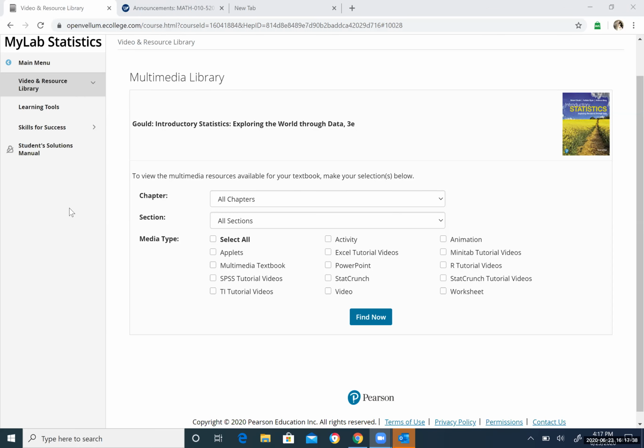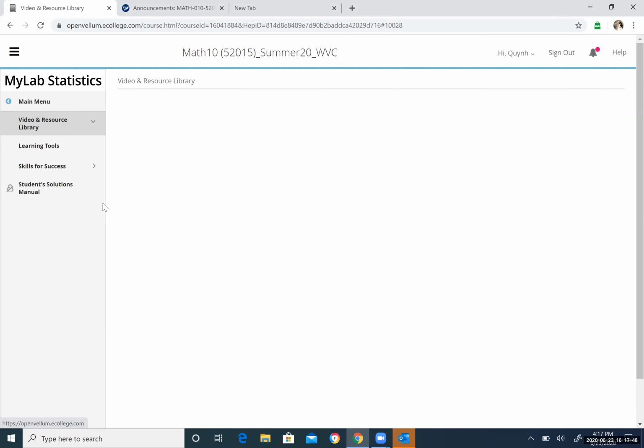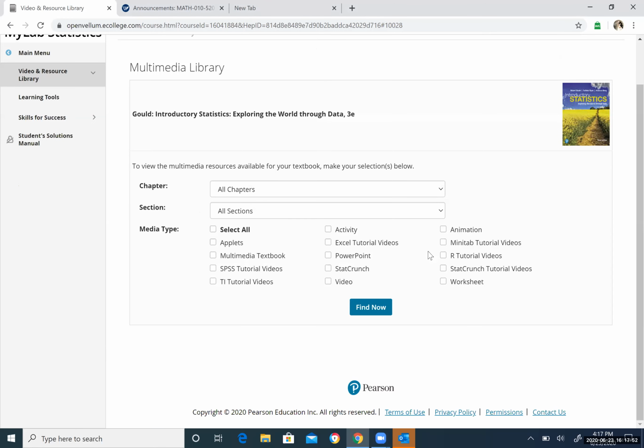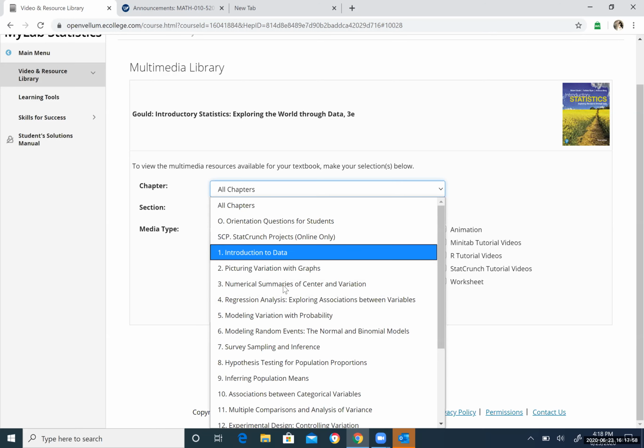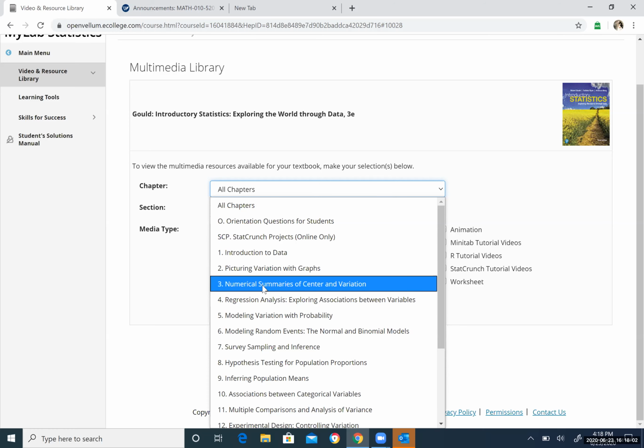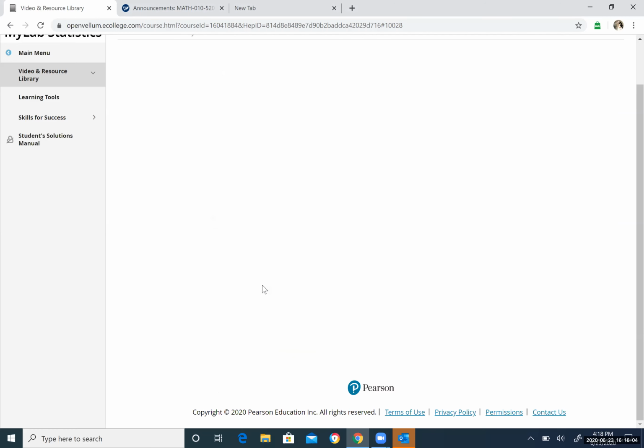When you log on to Pearson, you go to your own account. Then you click to Video and Resource Library. You click there, and a window will appear with the following information. You see the chapters right here? There are a lot of chapters for you to click. Right now, I would like to focus on chapter 3, so I click chapter 3.